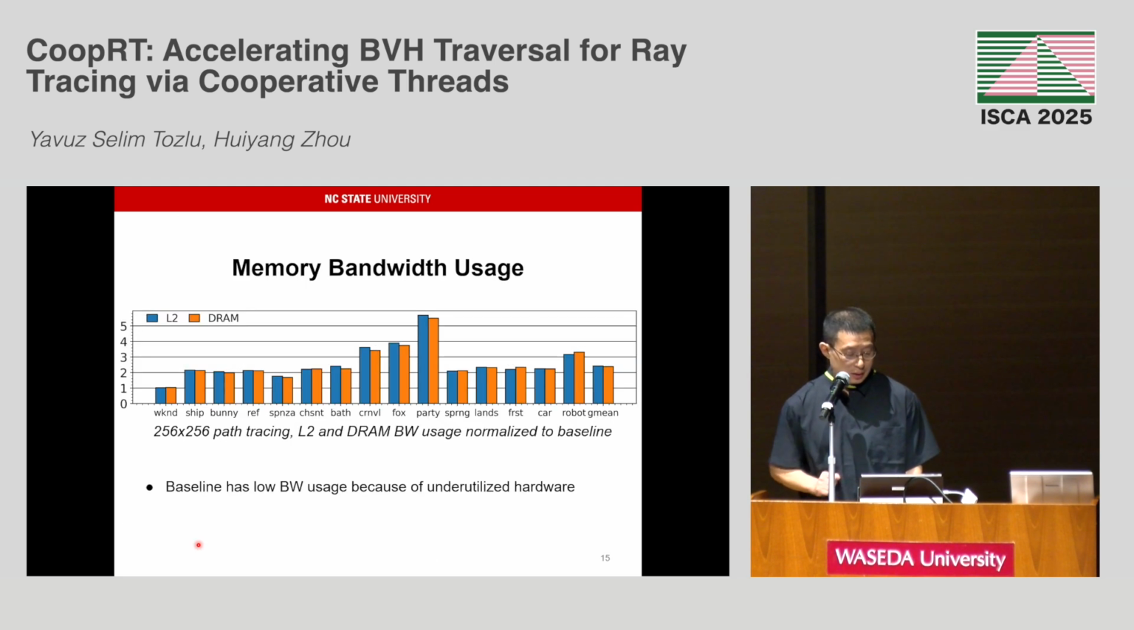Another quick data point is the memory bandwidth usage. As you can see, with the baseline, due to hardware underutilization, the bandwidth is underutilized. With CoopRT enabled, we use L1, L2 bandwidth as well as L2 to DRAM bandwidth more effectively. Those increased bandwidth usages correlate pretty well with the performance gains that we observed.